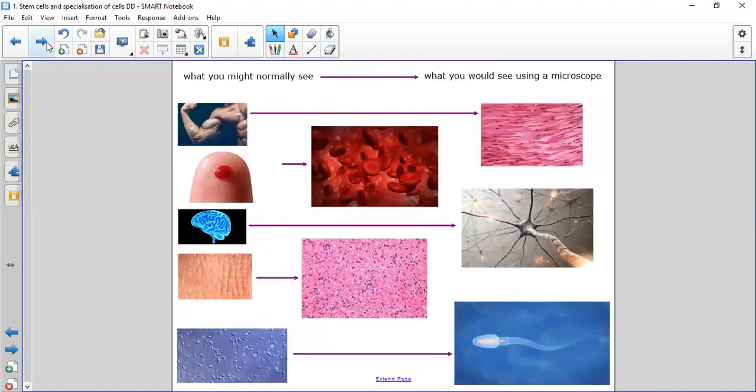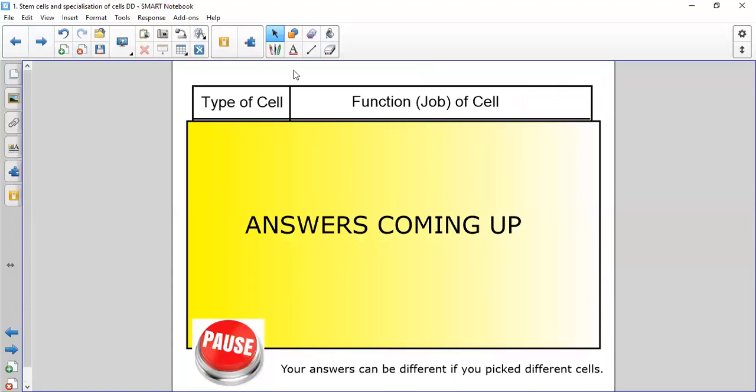Right, so this is just showing you what we would normally see. That's what we see muscle looks like, but muscle cells would look like that. That's how we see blood. But if we really look at blood cells, we can see that they look like that. Brain cells that you might find in the brain, skin cells that you might find in the skin. And this is obviously our close-up of one sperm cell. Okay, right, so if you're still stuck, there's your help for what the table should look like.